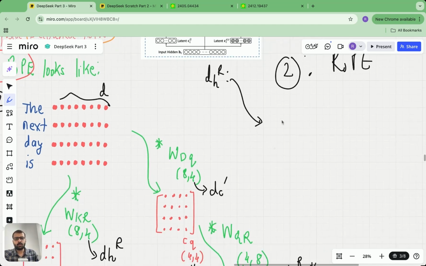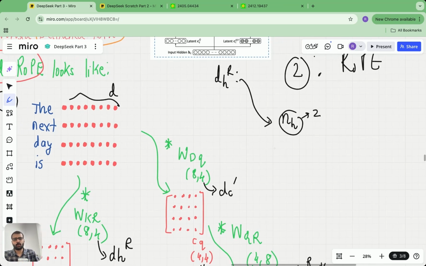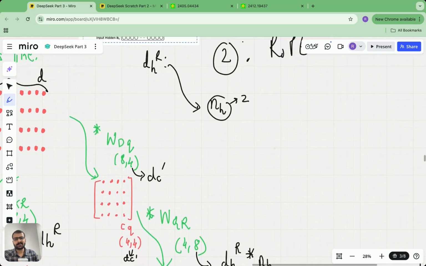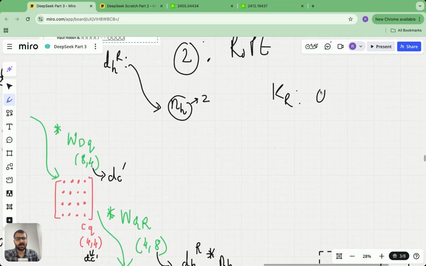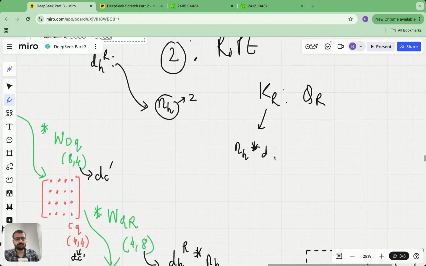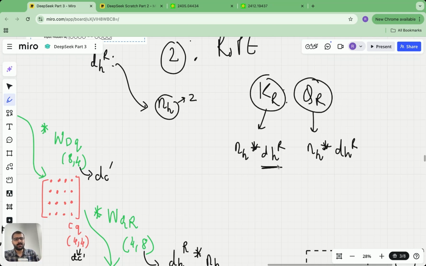And if I have two heads, so NH is equal to 2, DHR is going to be the dimension of each head in this new space where I'm going to apply rotary positional encoding. So ultimately the KR and the QR which I have will have a dimension of NH into DHR. So both QR and KR will ultimately have the dimensions of NH into DHR, where DHR is the dimensions of each head in my new space where I'm going to apply rotary positional encoding, and NH is the number of attention heads.